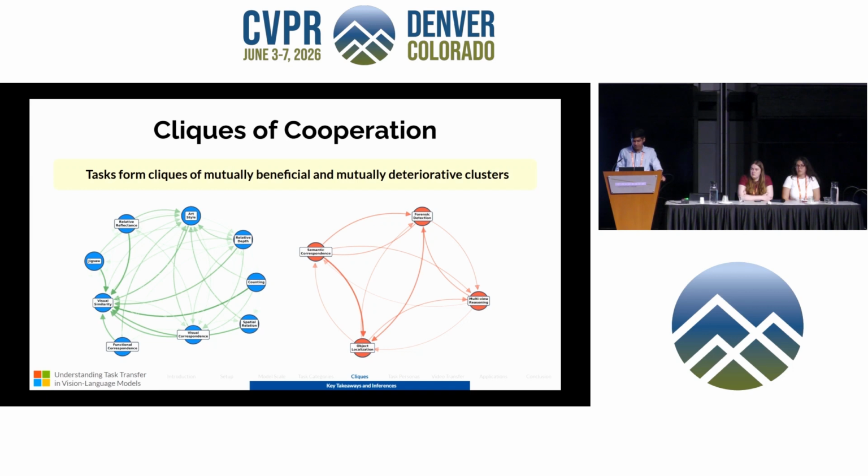Next, we also find these interesting structures within our task graph, which we call cliques. These are mutually beneficial and mutually deteriorative clusters of tasks. Here's an example of a positive and negative clique that we observe.